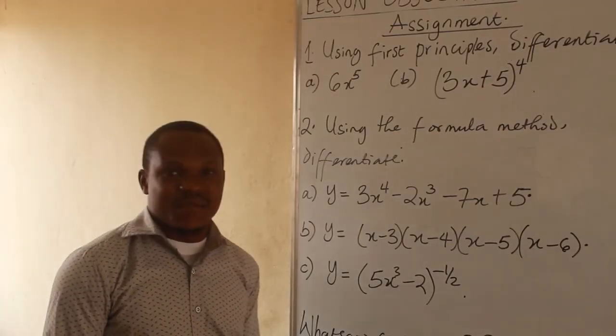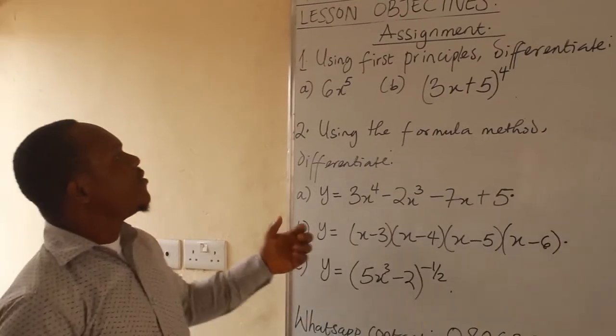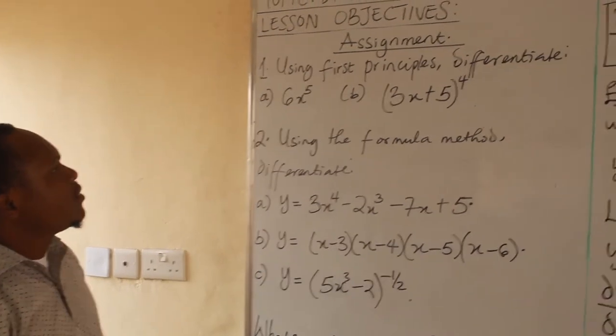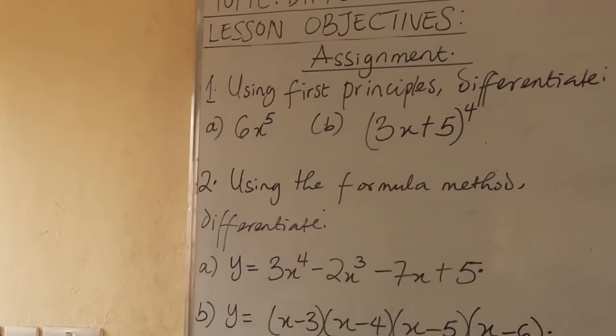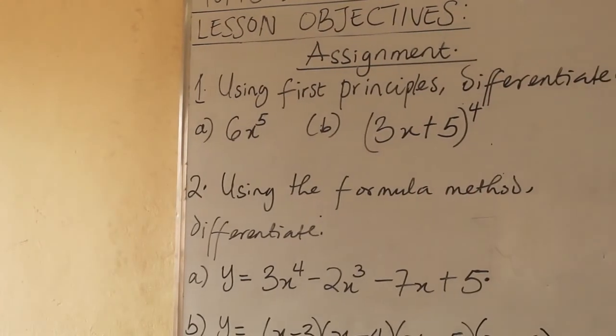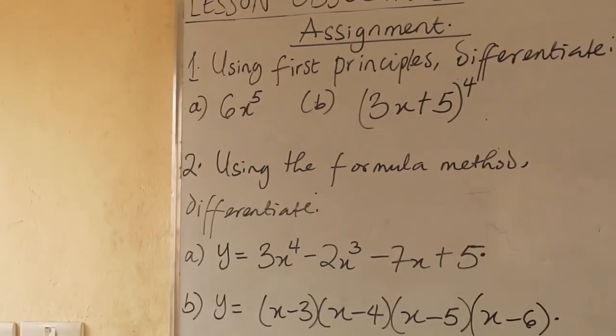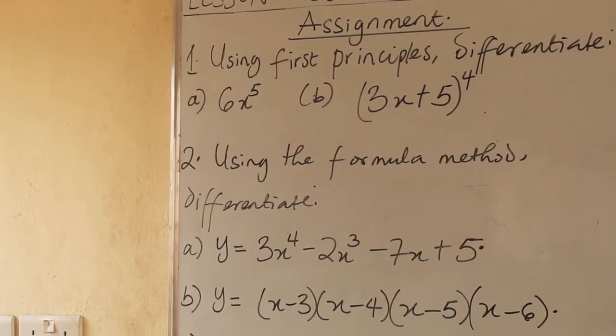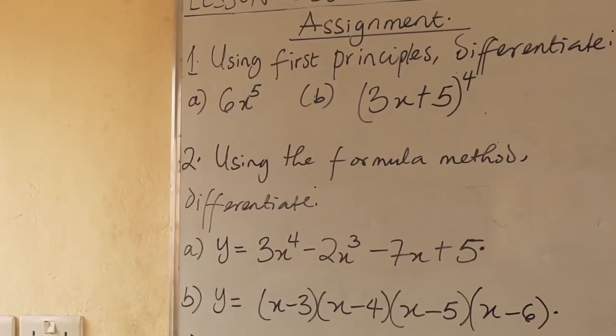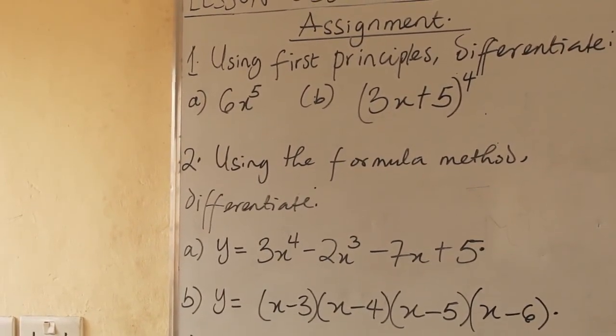Now, onto your assignments for the day. You have number 1 saying, using first principles, differentiate A, 6x raised to the power 5, B, (3x plus 5) all raised to the power 4. Number 2, using the formula method, differentiate A, y is equal to 3x to the power 4 minus 2x raised to the power 3 minus 7x plus 5.